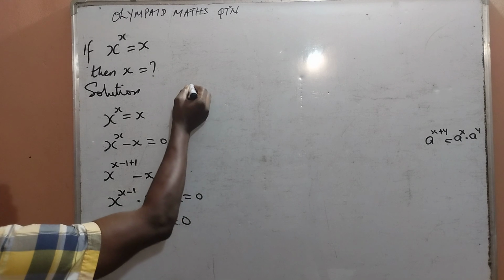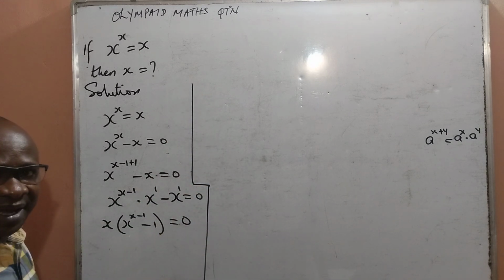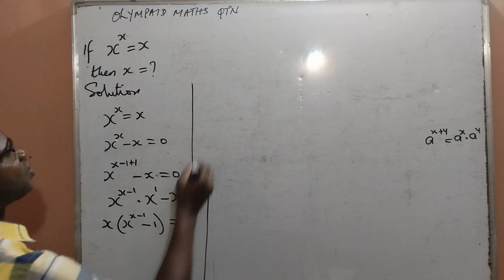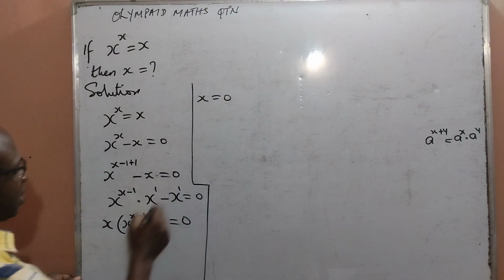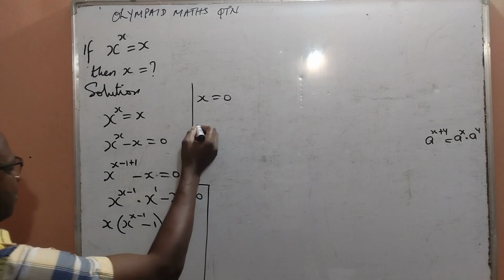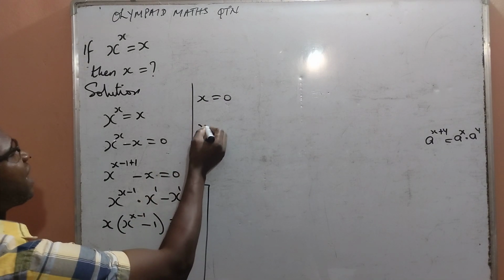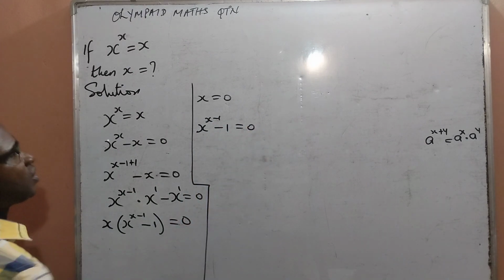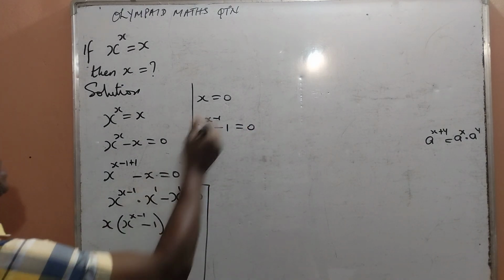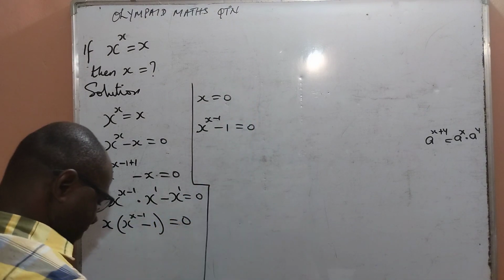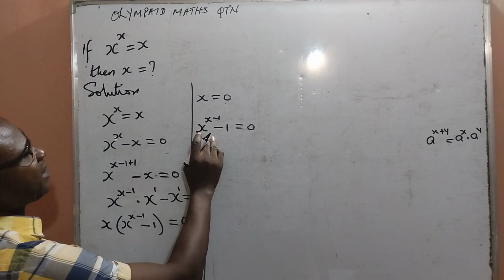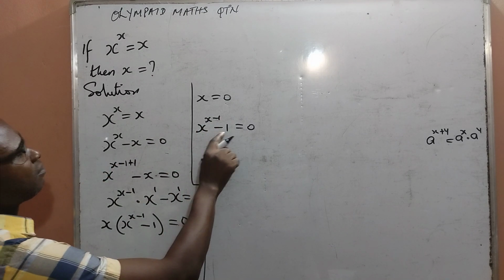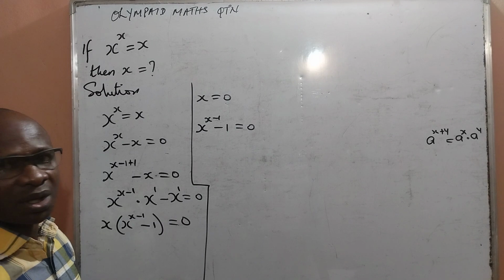Whenever we have brackets like this, it means the first is equal to 0, that is x is equal to 0. Also the second bracket is equal to 0, which is x raised to power x minus 1, then minus 1 is equal to 0. Now, from the first, we have gotten that x is equal to 0. From the second bracket, we have written down that x raised to power x minus 1, then minus 1 is equal to 0.